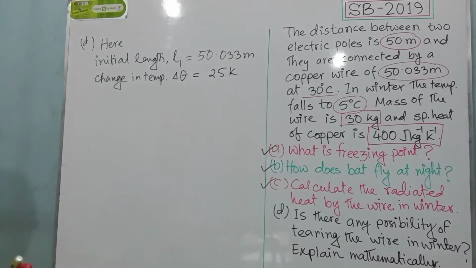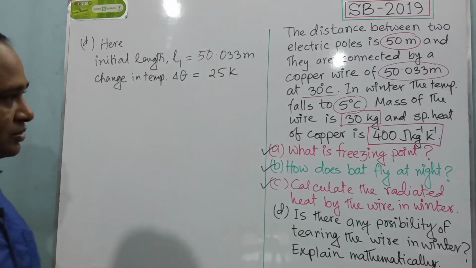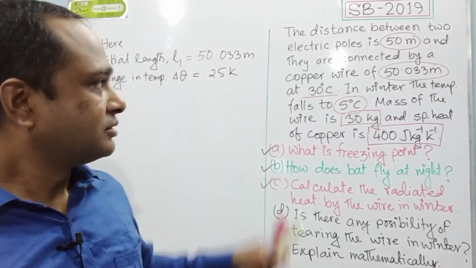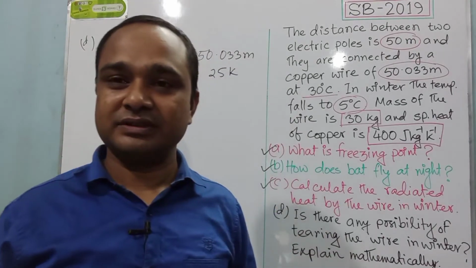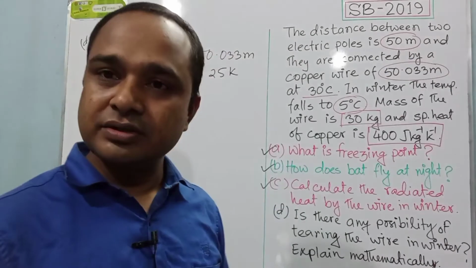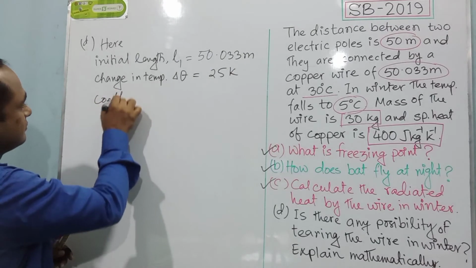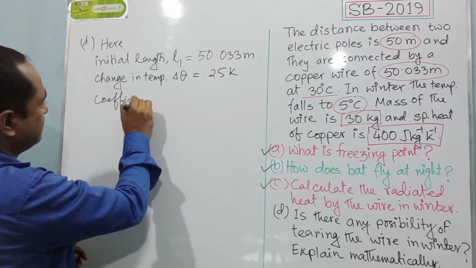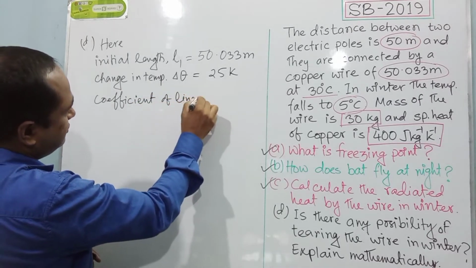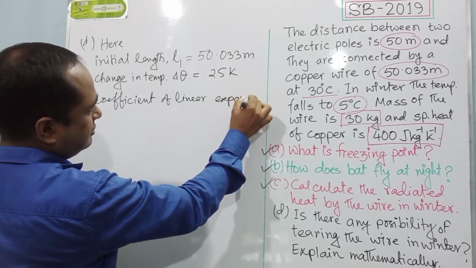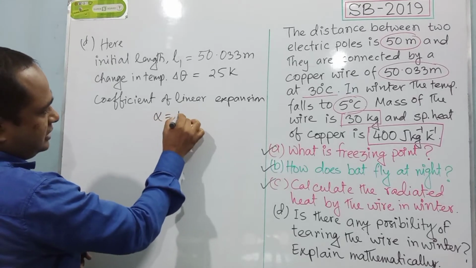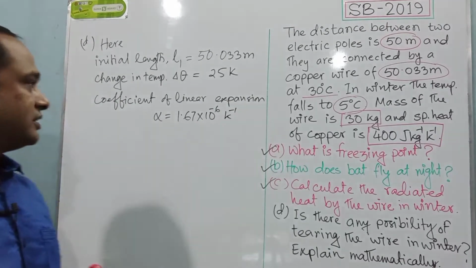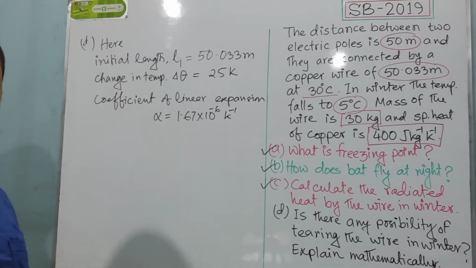Okay, here we know to calculate the change in length we require a quantity known as the coefficient of linear expansion. Though that is not given in the stem, we know the value of the coefficient of linear expansion, which is denoted by alpha. Alpha is equal to 1.67 into 10 to the power minus 6 per Kelvin. We write it from our memory. Now we are going to solve for the change in length.